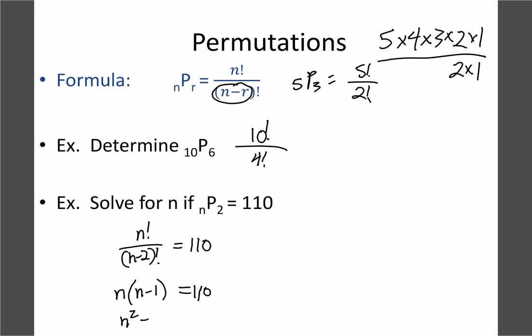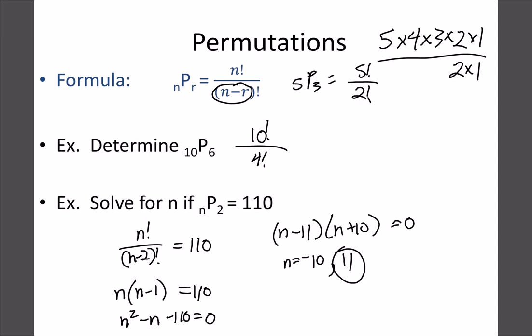N squared minus n minus 110 equals 0. And then we can factor that, so we'd have n minus 11 and n plus 10 would be our two factors. And so our answers would be 10, negative 10, and positive 11. Doesn't make sense to have negative 10 items, so 11 should be our answer. So on your calculator, if you go 11p2, that should give you 110 for your solution.